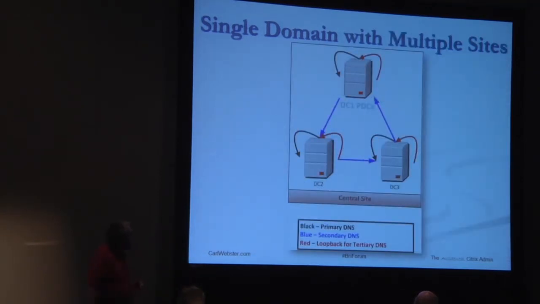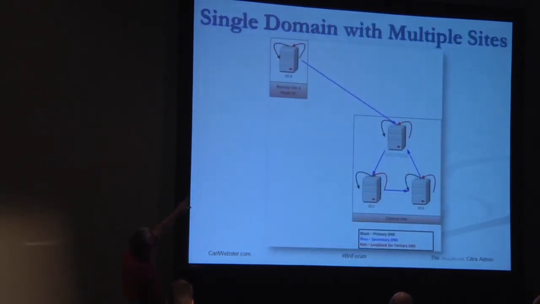So now what happens with multiple sites? Things are different. Every domain controller in the central site points to itself for primary, points to another domain controller for secondary, and then they all point back to loopback for tertiary.